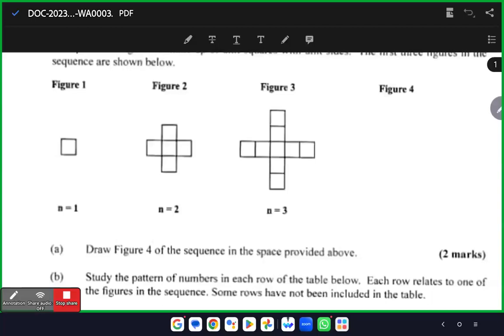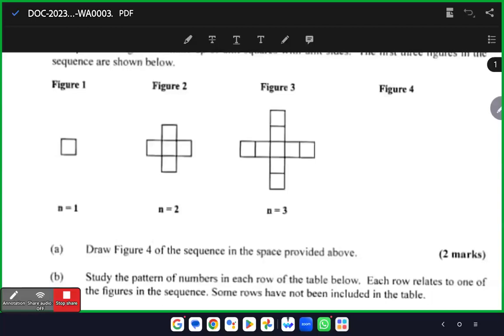In this case, many persons do not have a challenge when it comes to drawing the next figure in the sequence. What I'm just going to do here is add the different unit squares to figure 3 to get figure 4, or to show you what figure 4 is like, instead of redrawing it all together. But first, let us look at what is happening.